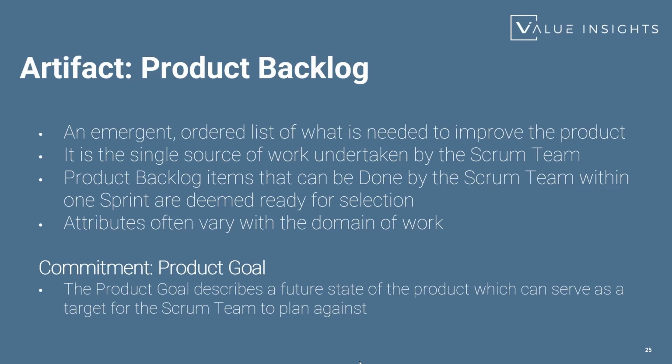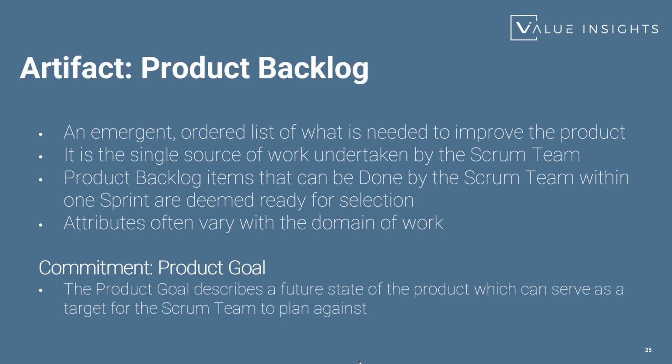And product backlog items which can be done in a sprint are considered to be ready for selection, meaning that if you have some product backlog item which you know you will not be able to complete in a sprint, then you will need to break down those product backlog items into smaller pieces.